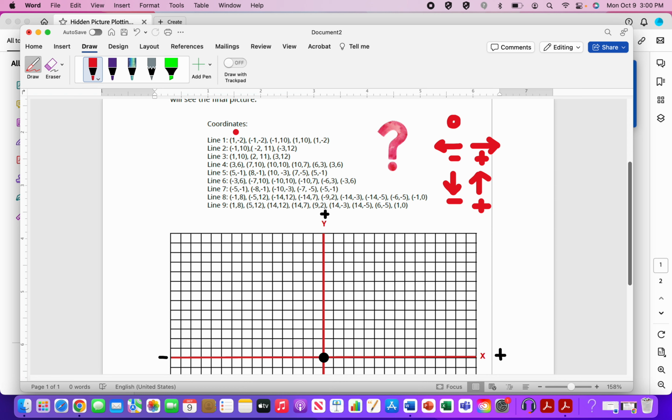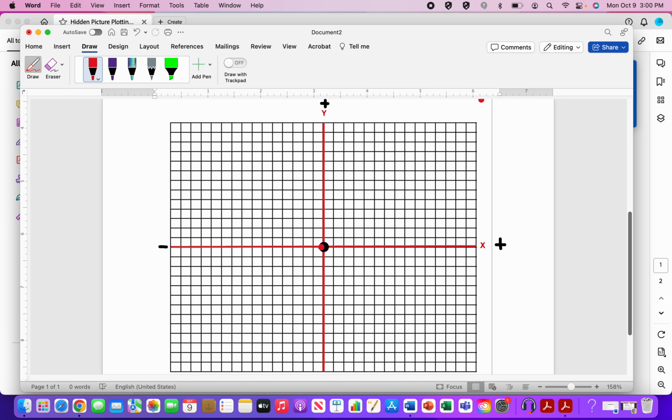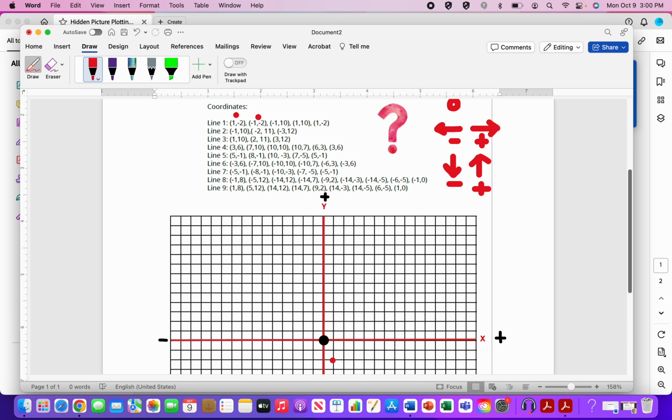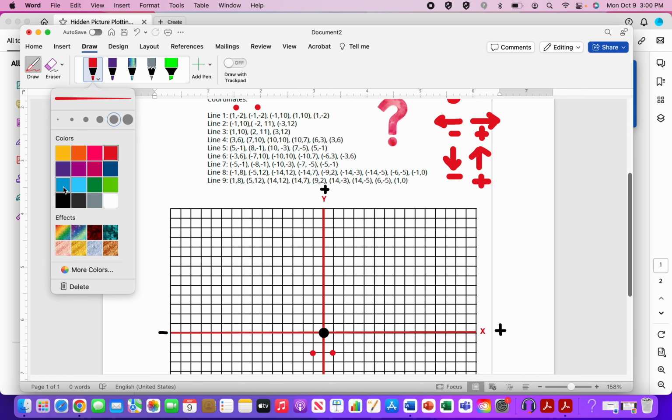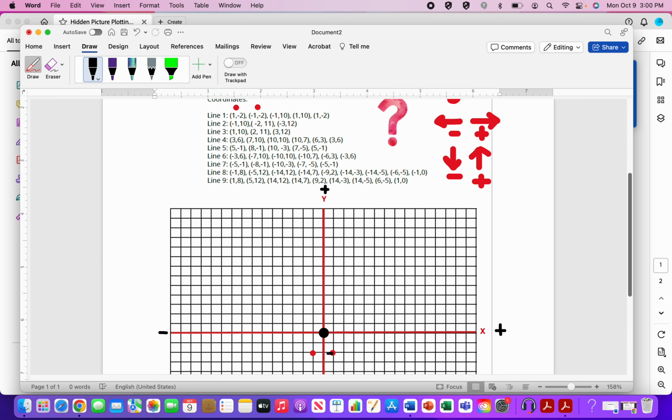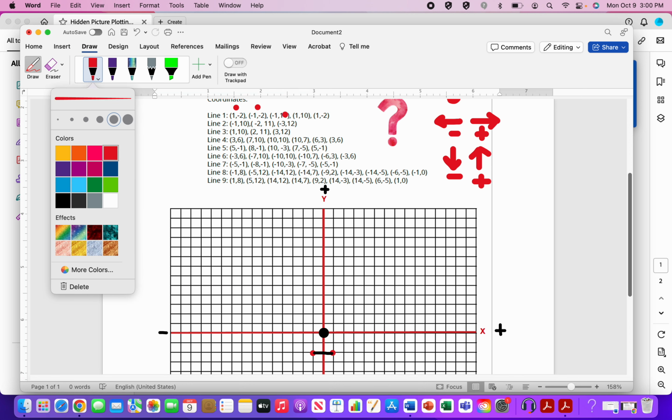So the first coordinate that we see here is 1, negative 2. So I start at 0, I go over because it's positive 1, and I go down because it's negative 2. Okay? The next one is negative 1, negative 2. So everything is negative. So I start at 0, the origin. I go to the negative direction because it's negative 1, and then I go down 2 because the point is negative 2. Really important to remember is that as soon as you get 2 of these points, you connect the lines.